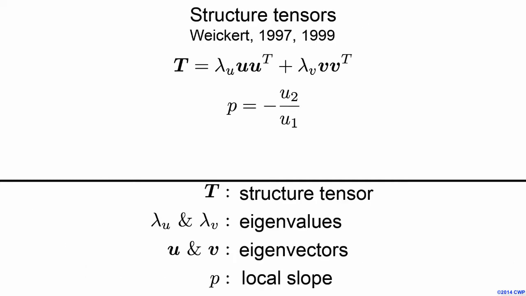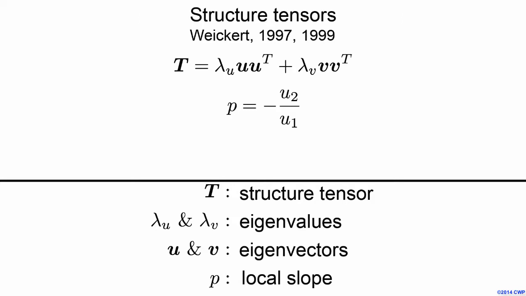So next we have the structure tensor method. And in last year's CWP meeting, Dave gave a great presentation, very finely detailing what the structure tensor is, and so for that reason I will not do that. But I will describe how we can use structure tensors to estimate slopes in a seismic image.